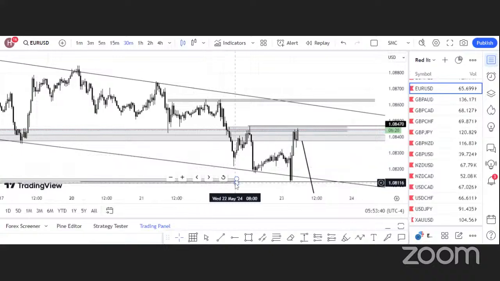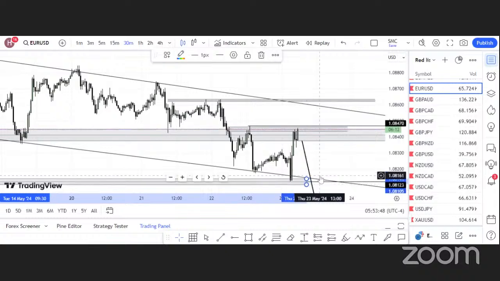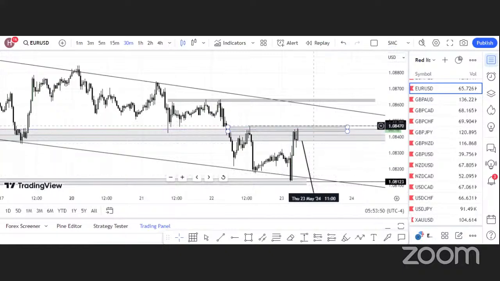So when the market goes to this zone, you see what happened. The market actually bought, and it's still buying right now.